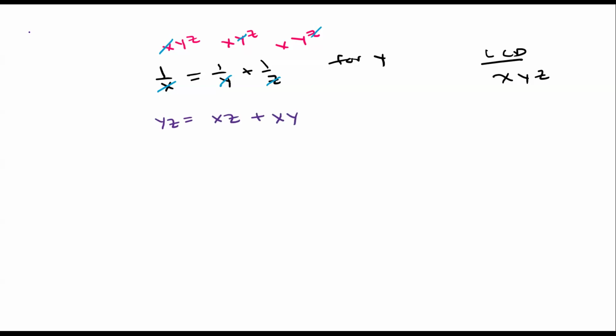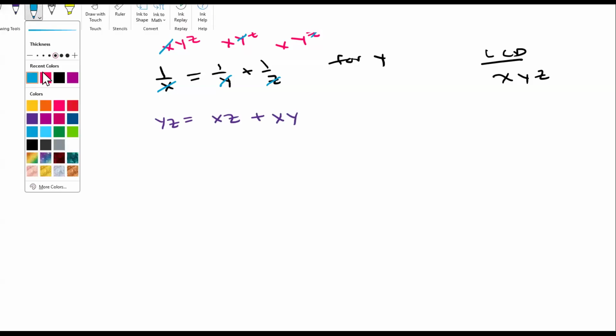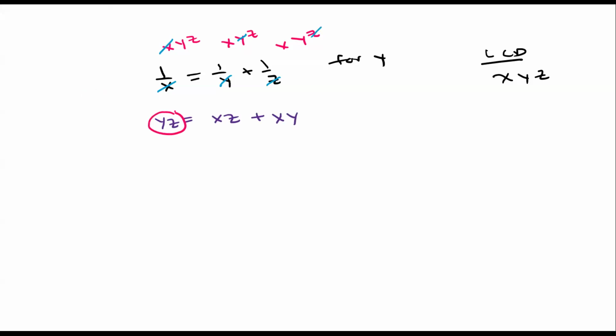And our goal is to solve for Y. So notice that we have a Y here and we also have a Y here. So what we want to do is combine those 2 together. Okay? And you'll see what I mean in a second. So I'm going to take this one and move it to the left. So when I do that, we're going to get YZ minus XY equals XZ.